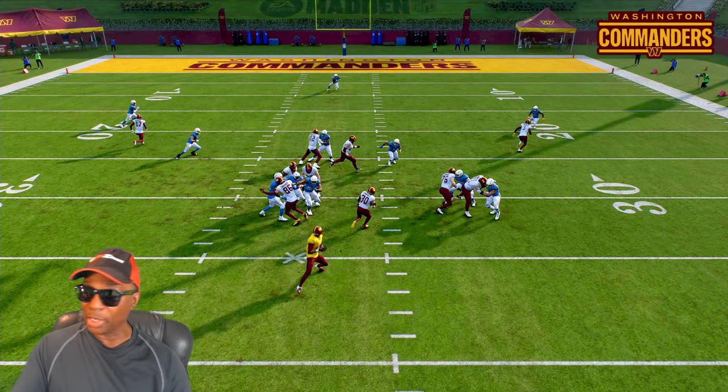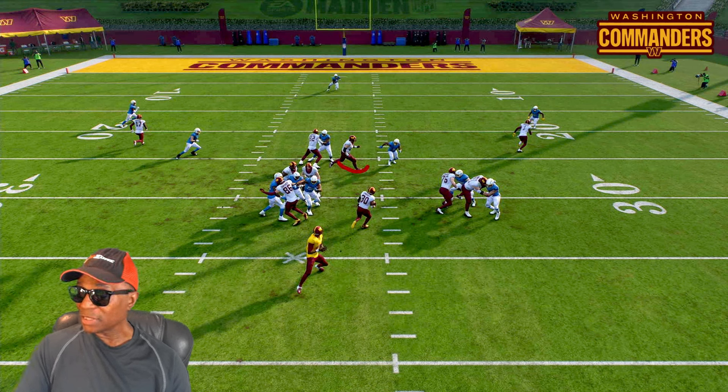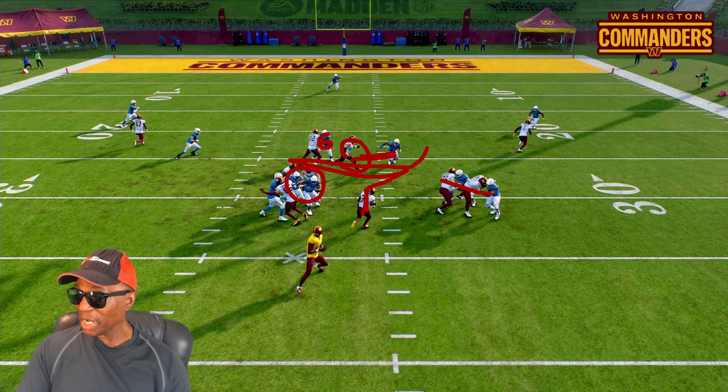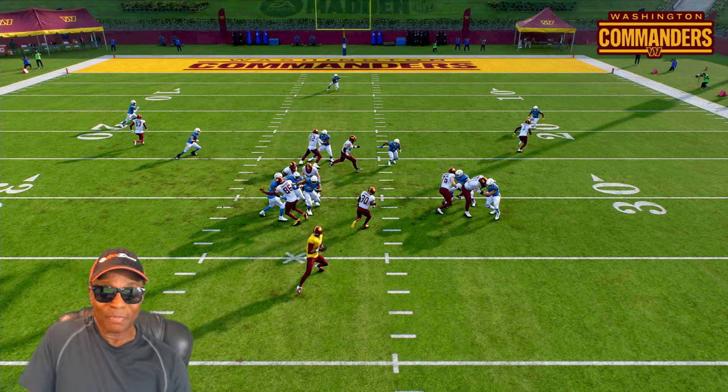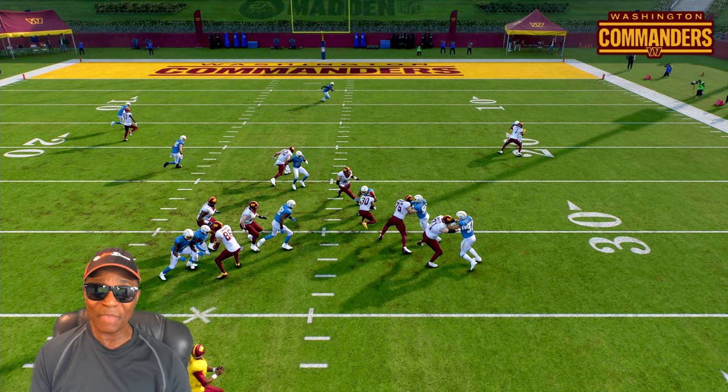Look at that. Look, right here. He has to get here to get this guy out. Everybody else is blocked. Look at this hole. If he makes this block here, we got choices, man. But let's see what happens. He doesn't get there, and the guy makes the tackle.